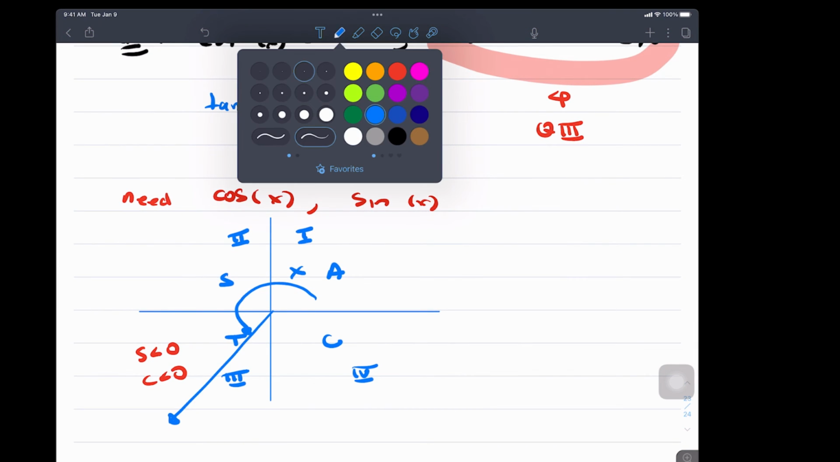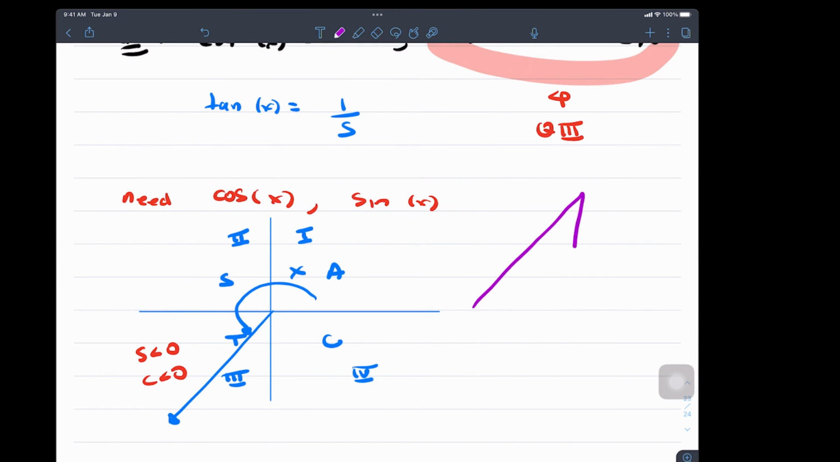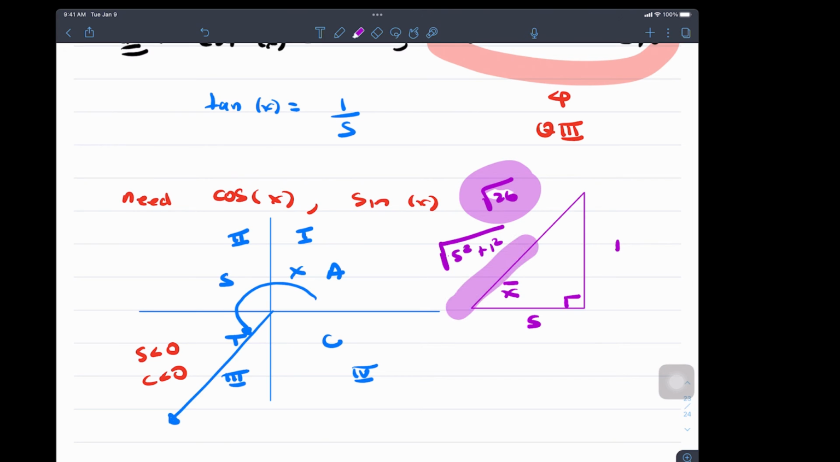Now, how do we actually get those values here? You guys know? Go to the reference. We say tangent is opposite over adjacent. What is the hypotenuse? Isn't that the square root of 25 squared plus 1 squared? Isn't that the square root of 26? All right. So that's the square root of 26.